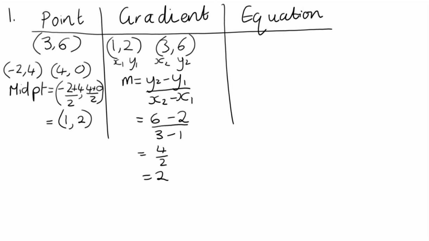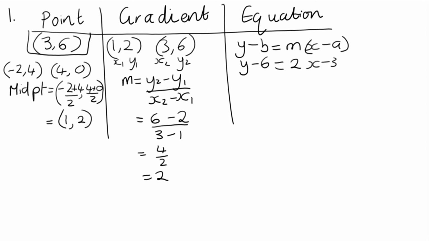The equation is in the form y minus b equals m(x minus a). Now you can use the point R or the midpoint. So I'm going to use the point R. So y minus 6 equals 2(x minus 3). Then just multiply the 2 through the bracket on the right hand side and we get 2x minus 6.